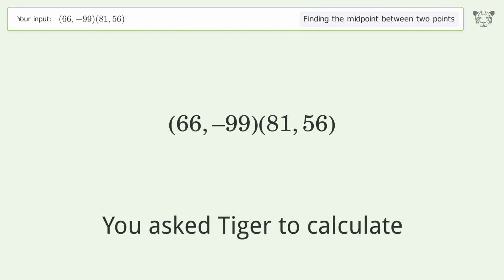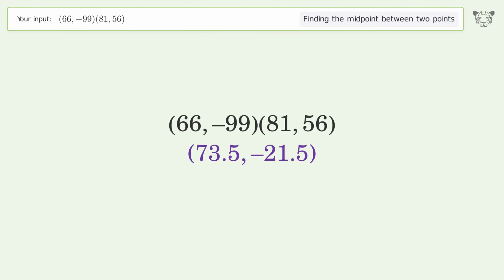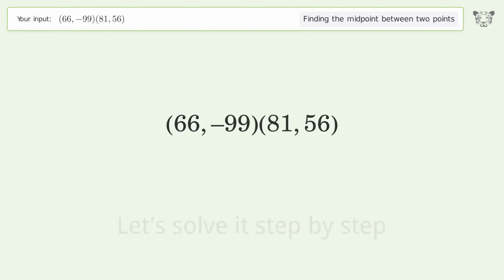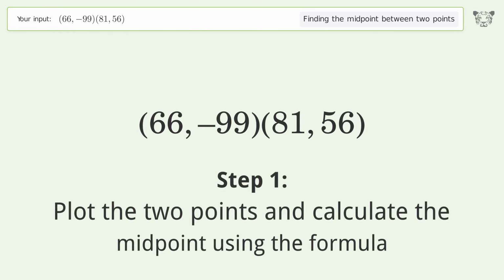You ask Tiger to calculate. This deals with finding the midpoint between 2 points. The midpoint between the 2 points is 73.5, negative 21.5. Let's solve it step by step. Plot the 2 points and calculate the midpoint using the formula.